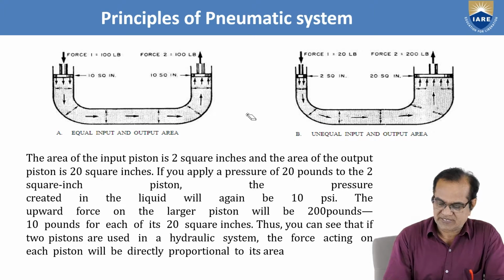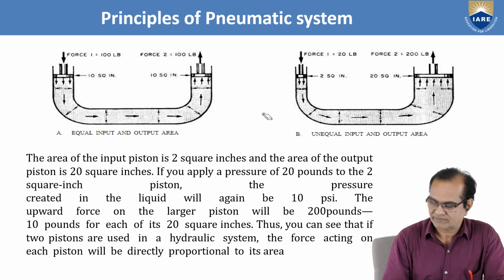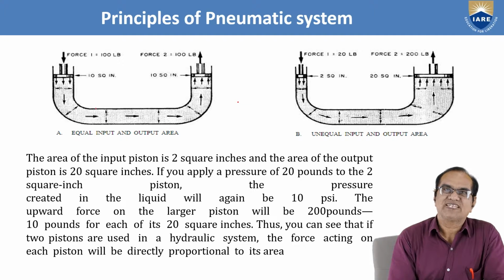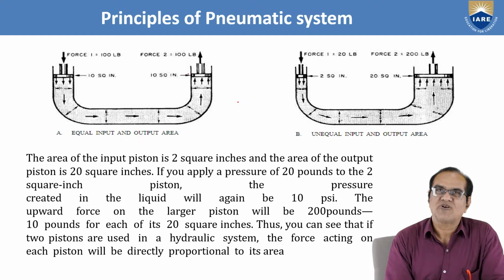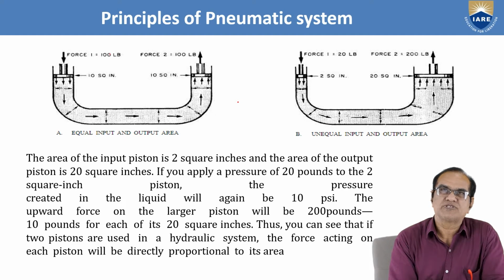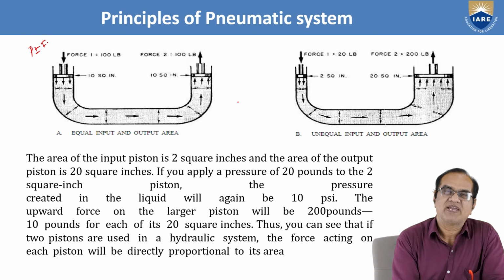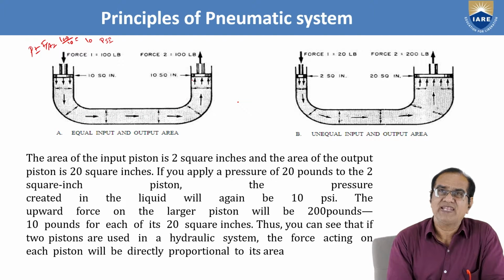If you can see here that in the first case A, we have an area of 10 square inch, here we have 10 square inch, and we are putting 100 pounds. So pressure is how much? Pressure is equal to F by A. So 100 by 10, you will get 10 psi. This 10 psi is moving here and the area is also the same. So 10 into 10 is equal to 100 pounds. So this is the same. No advantage.